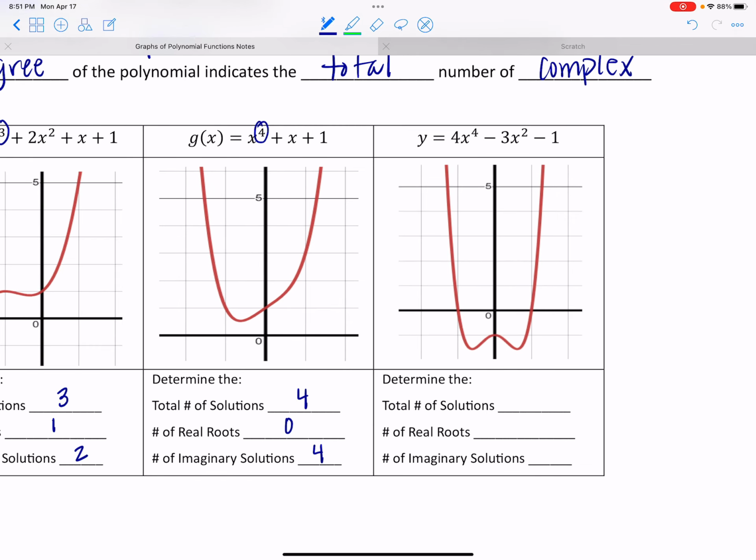Or looking at y equals 4x to the 4th minus 3x squared minus 1. Again, degree of 4 means I should have 4 total solutions. And I see this function cross the x-axis 2 times.